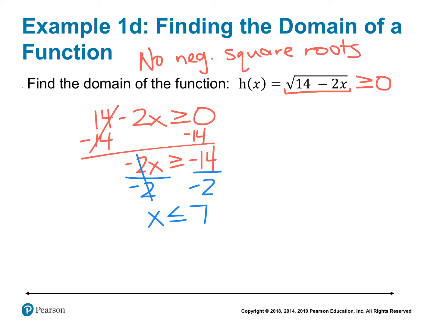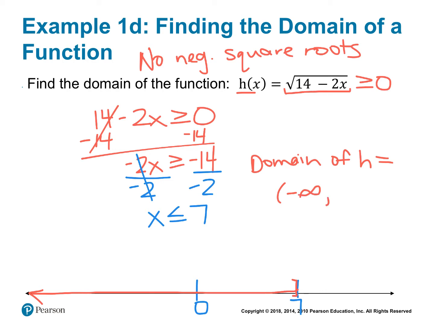So on our number line, if I had 0, then let's say 7 is up here. Has to be less than or exactly 7. So I can put a bracket on this one. So the domain of H equals -infinity all the way up to +7. And I'm going to close it with a bracket.